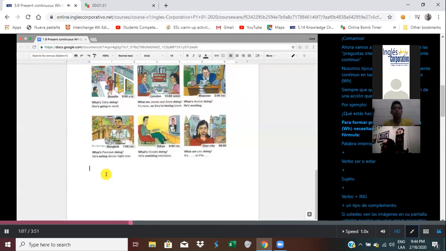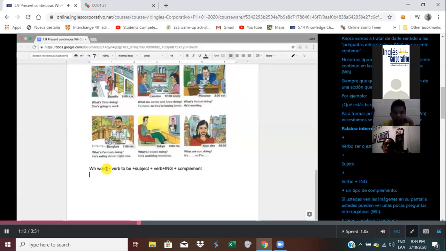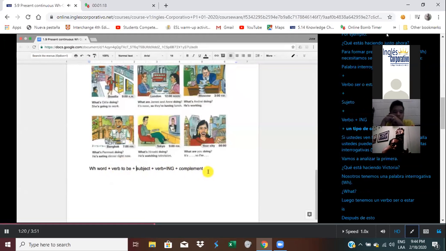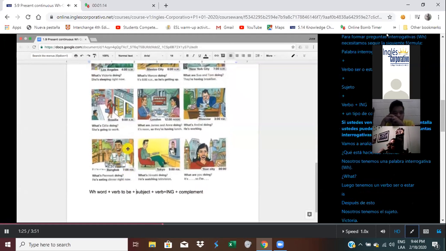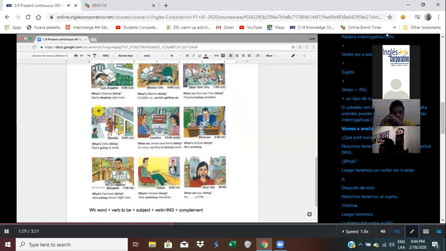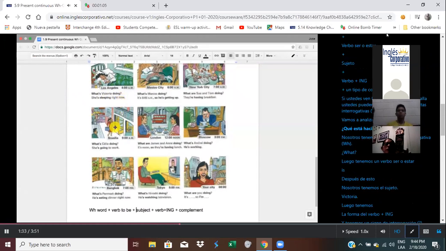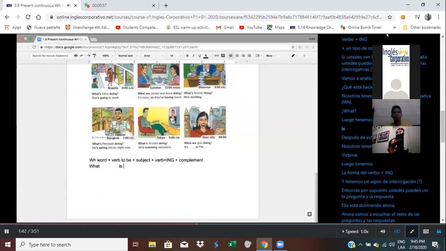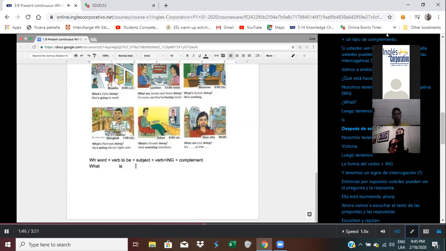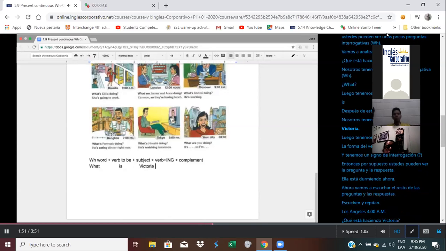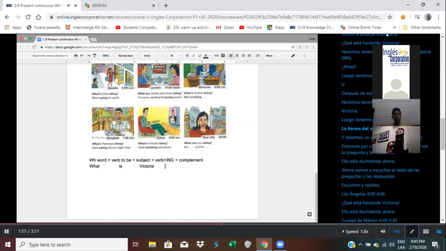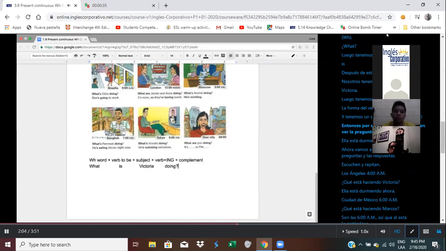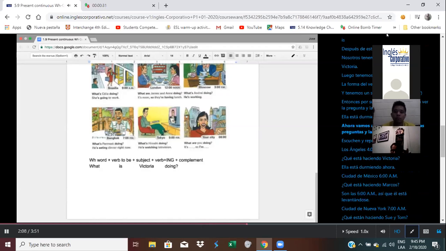To form WH questions, we need to follow this formula. WH word plus verb to be plus subject plus the verb plus ing plus some kind of complement. If we look at the images on the screen, you can see a few WH questions. Let's analyze the first one. What's Victoria doing? We have a WH word, what. Then we have the verb to be, is. After that, we have the subject, Victoria. After that, we have the verb in its ing form, and then we have a question mark. Then of course you can see the question being answered. She's sleeping now.